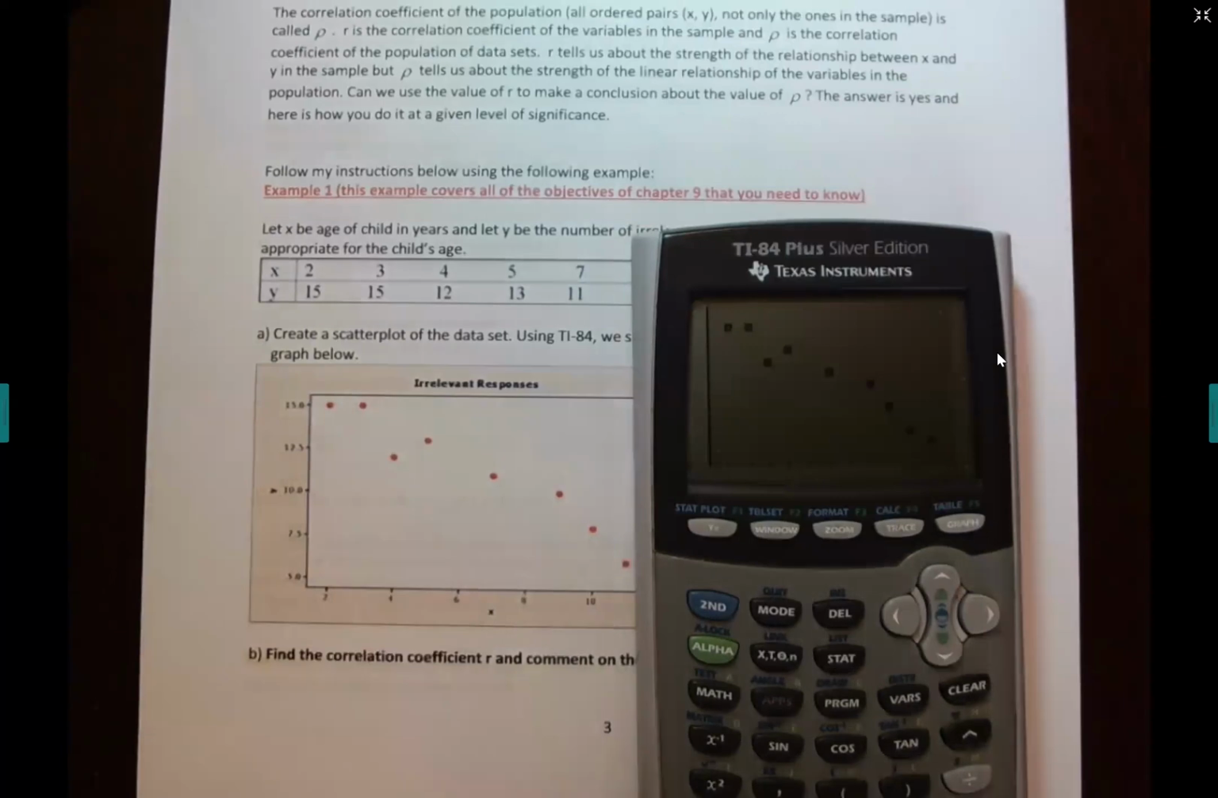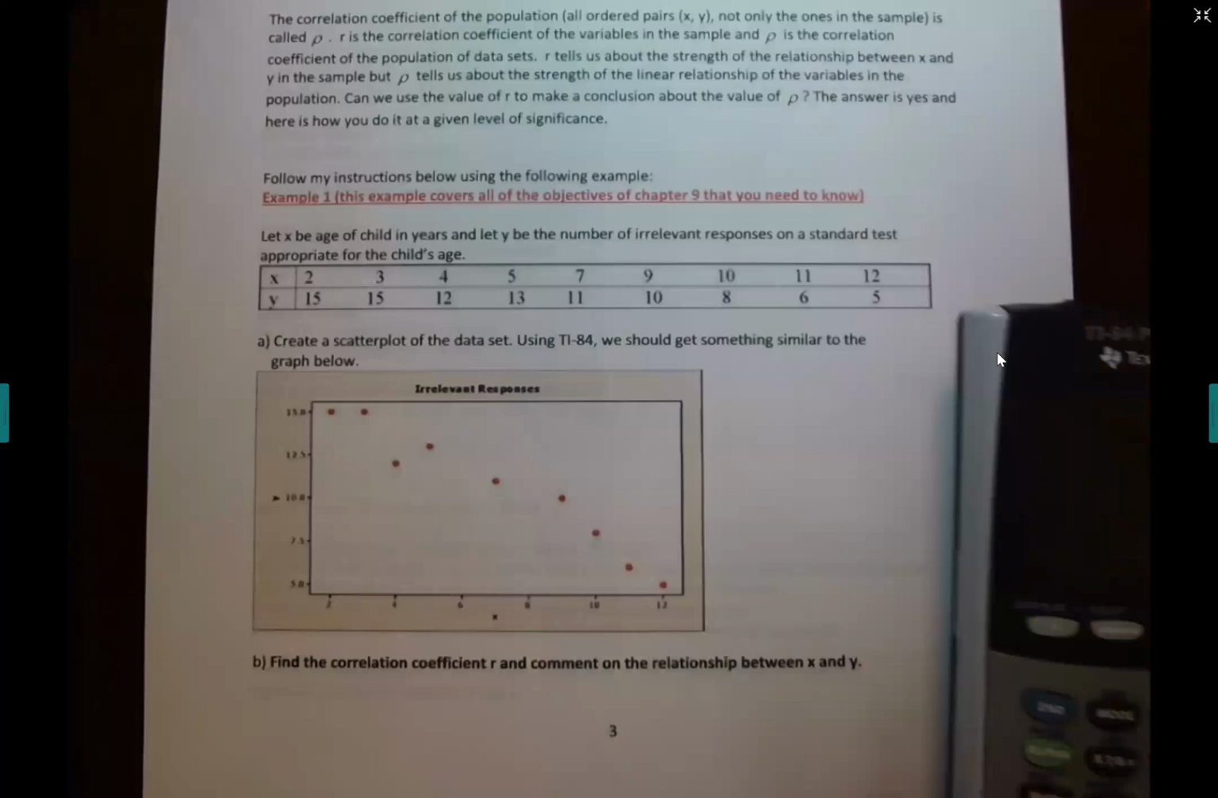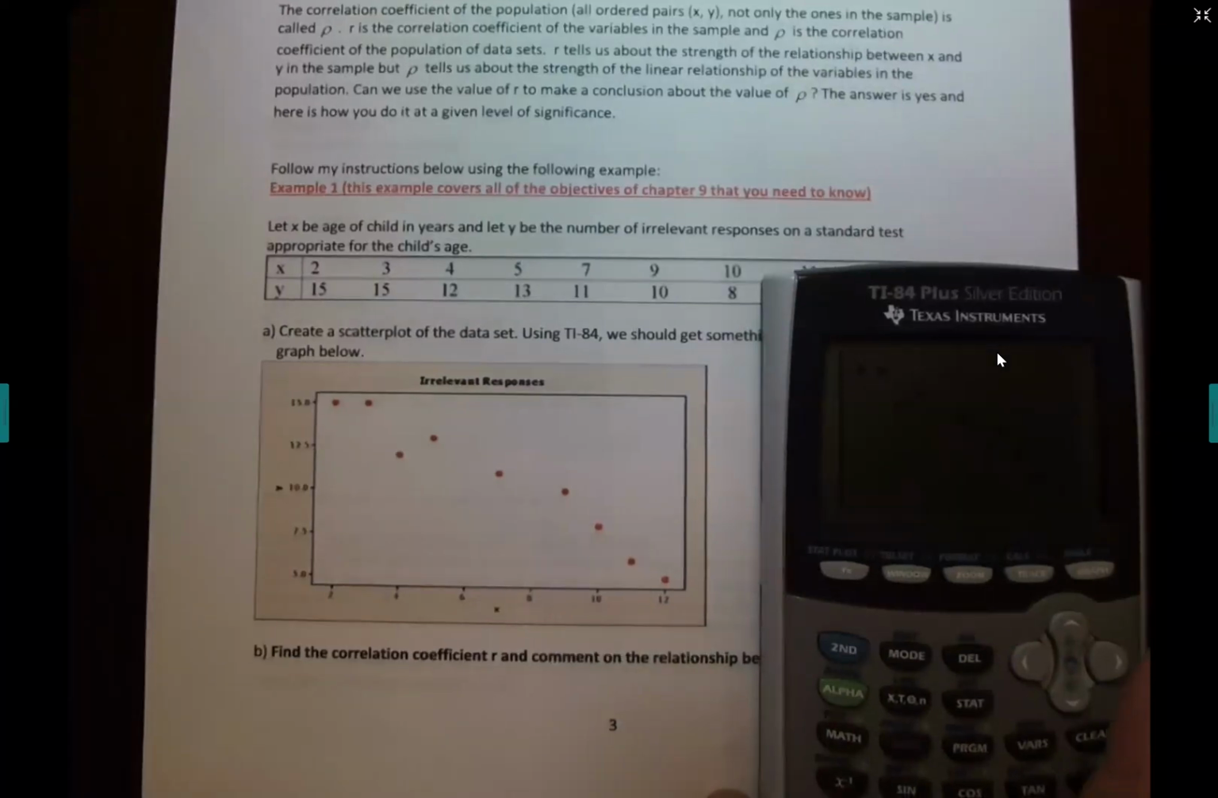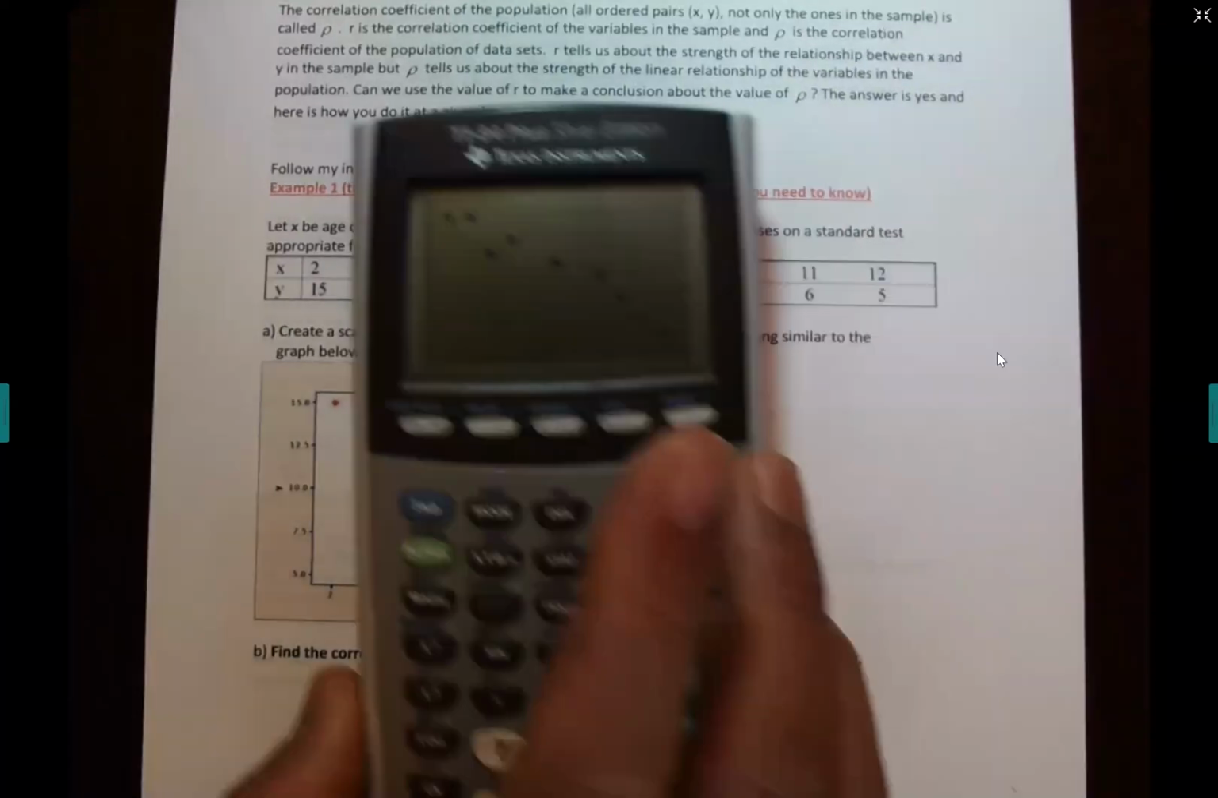Would you guys agree with me that it seems like there is a relationship between the age of the child and the number of irrelevant responses, but it's a negative relationship? Would you guys agree with that? Yeah. Okay, good. Now let's find the value of R and see how strong this negative relationship is. So let me show you how to find R, guys.